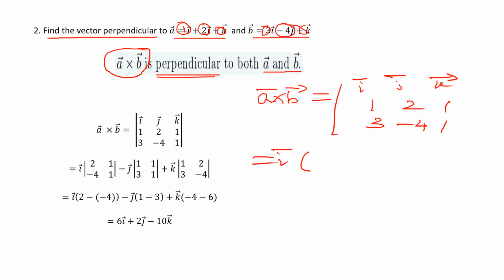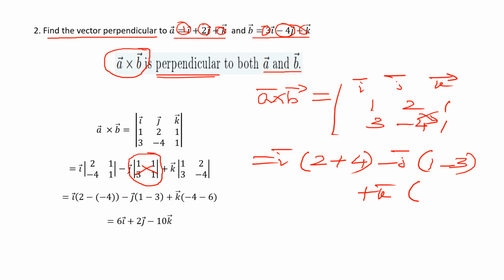So i vector, multiply these two, 2, minus of multiply these two will give you 4. Minus j vector, multiply, I'm writing here, okay. So 1, 1. So multiply these two will give you 1, minus of these two will give you 3. Plus k vector, multiply these two, which is minus 4, minus of these two, which is minus 6.